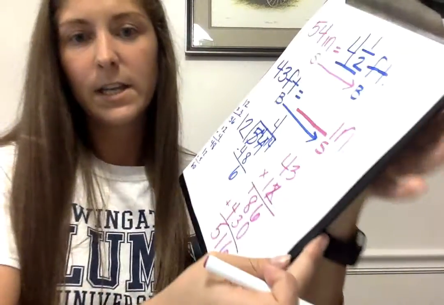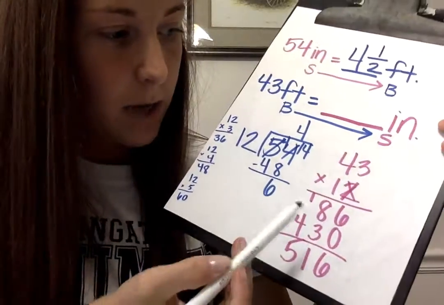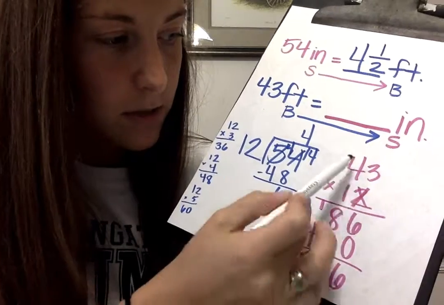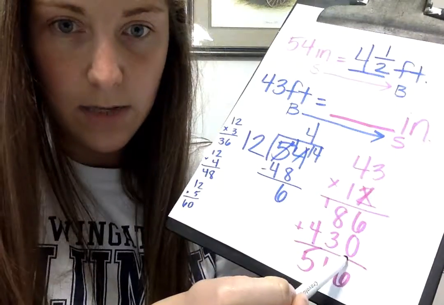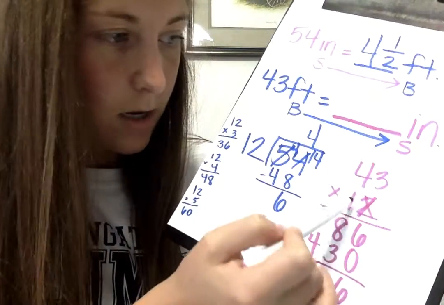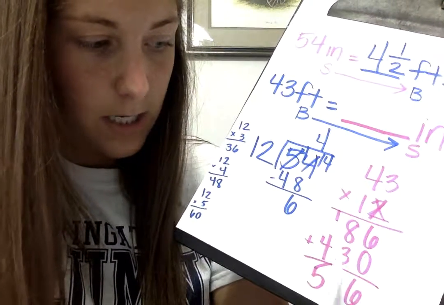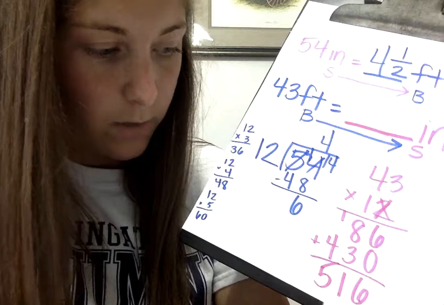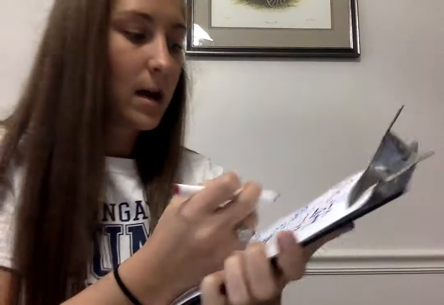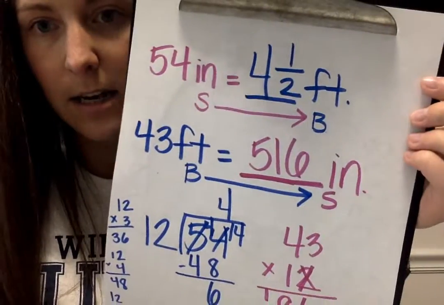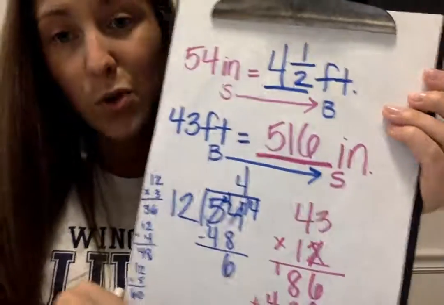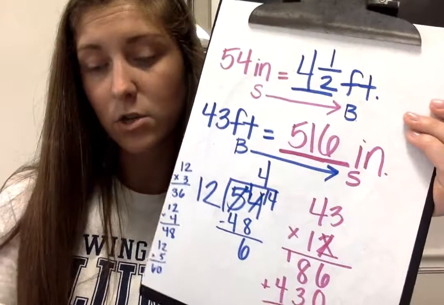All right, hopefully you guys have had time enough to solve. On here, when I multiplied, 3 times 2 is 6, 4 times 2 is 8. I brought my 0 down because I'm finished in the ones place. 1 times 3 is 3, 1 times 4 is 4. I added it together, 6. 11, I carried my 1, 4 plus 1 is 5. So that means that in 43 feet, there are 516 inches.